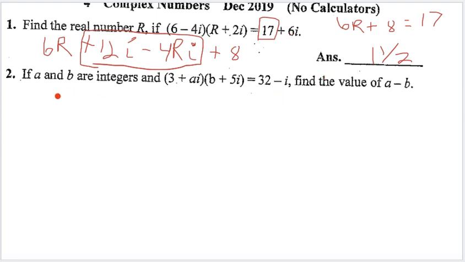All right, let's try out this 4-point question. If a and b are integers, and 3 plus ai times b plus 5i equals 32 minus i, holy smokes, find a minus b. All right, let's multiply this out.